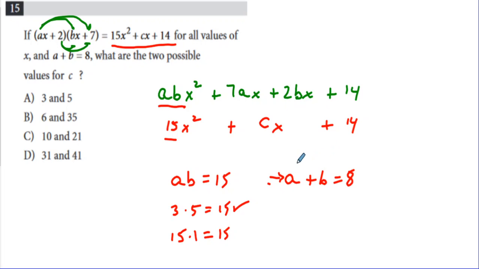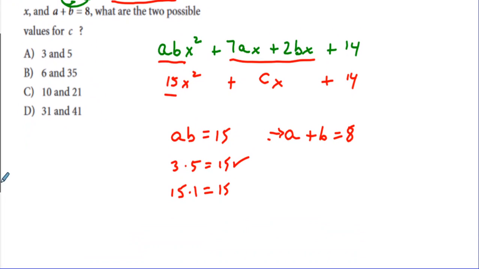So here's the catch. When it's asking what are the possible values for c, how does this play into it? Here's the idea. I know I have to use a and b as 3 and 5 because those are the only ones that add to 8. But I don't know if a is 3 and b is 5, or if it's the other way around. Maybe a is 5 and b is 3. That's why there are two possible values for c, because I have to include both possibilities.